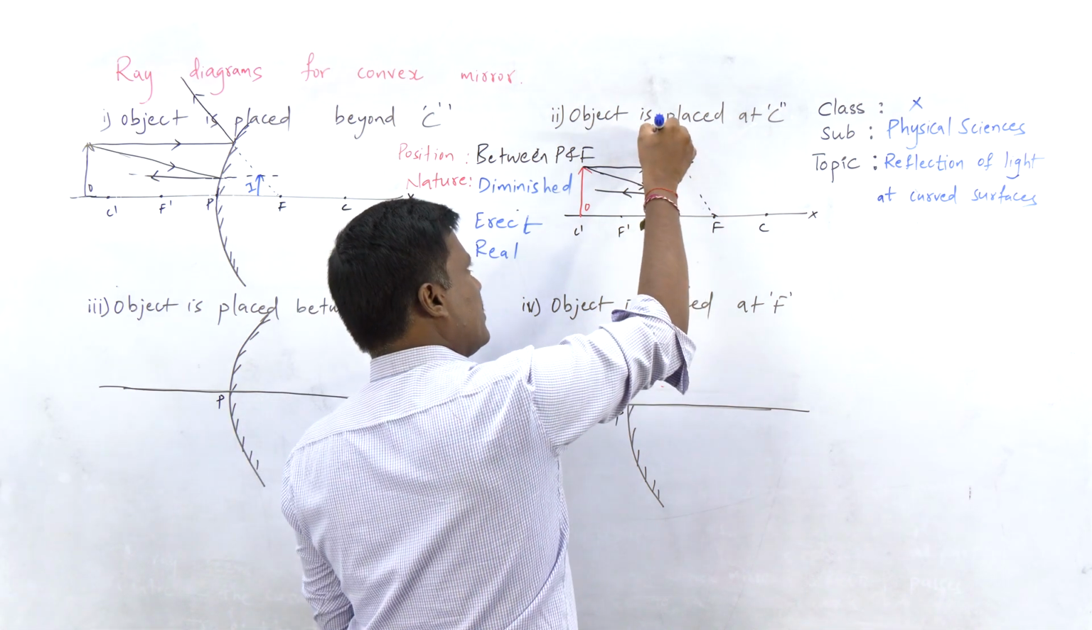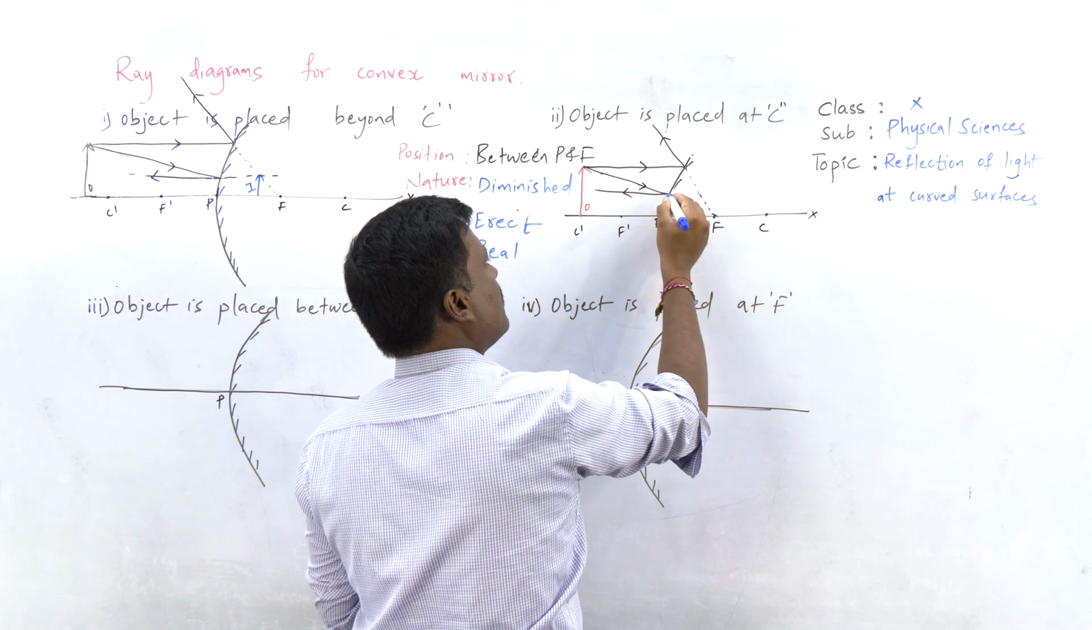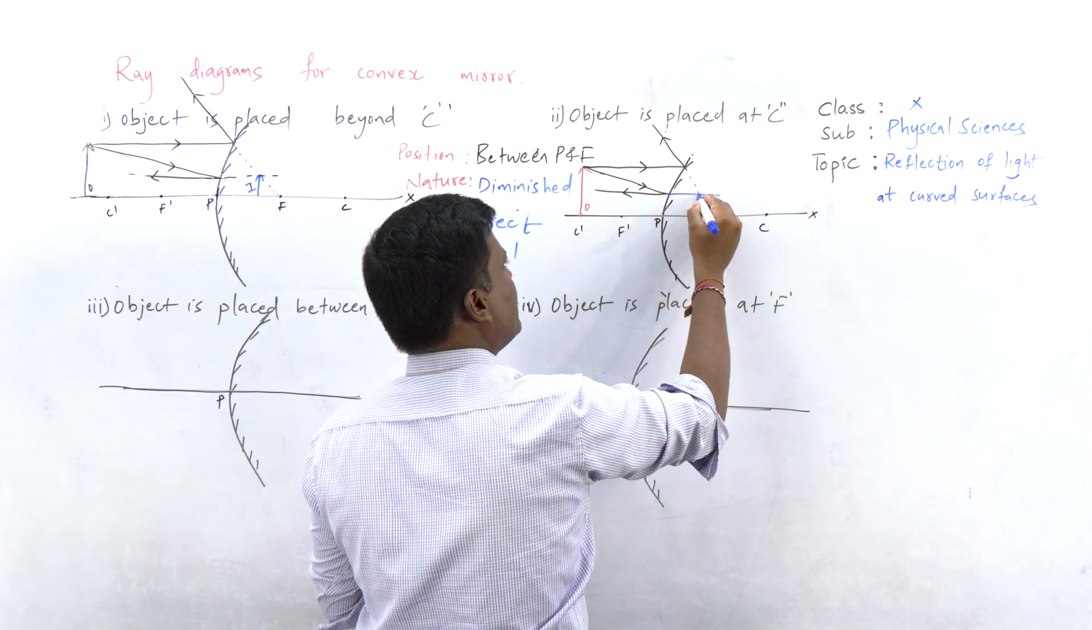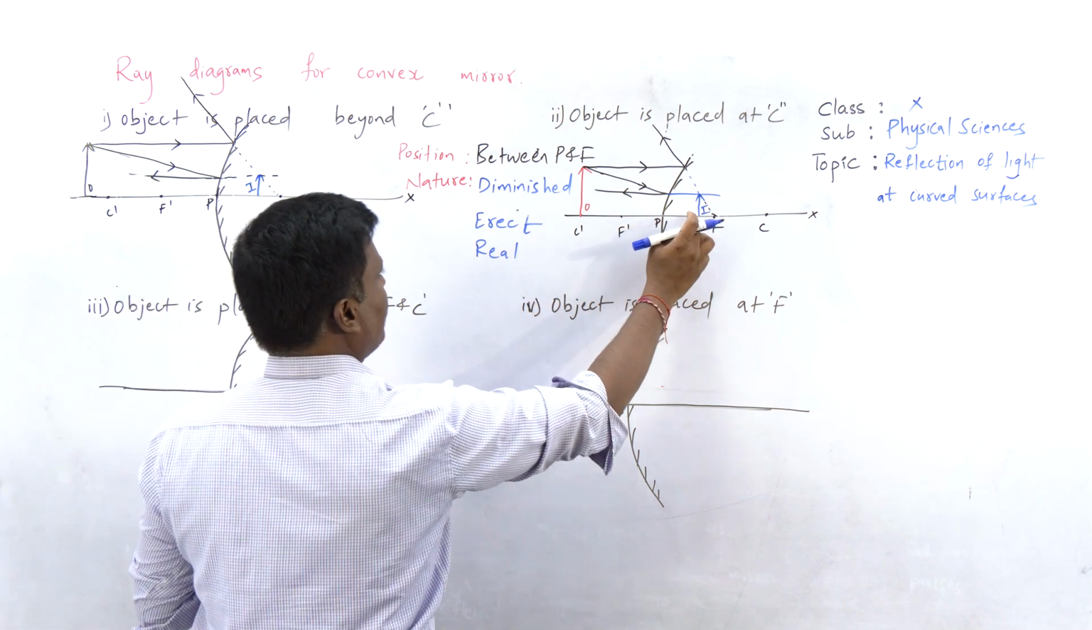We have to extend this ray backside, this ray backside. So both are meeting here. This is the image. So what are the characteristics of the image?